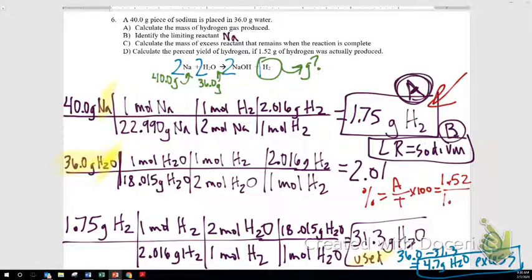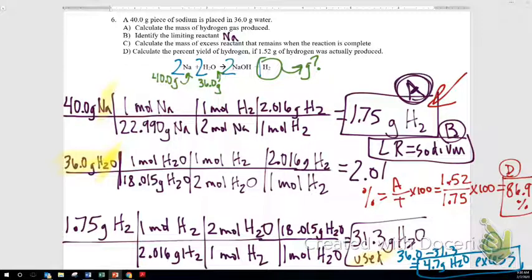So that's 1.75 going on the bottom. And then, of course, times 100. And when I do that division, we get 86.85, which is going to round to 86.9% as my percent yield and my answer to the final part of this question.